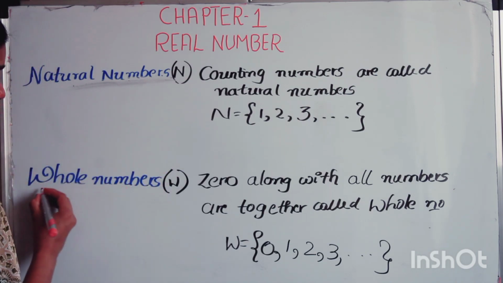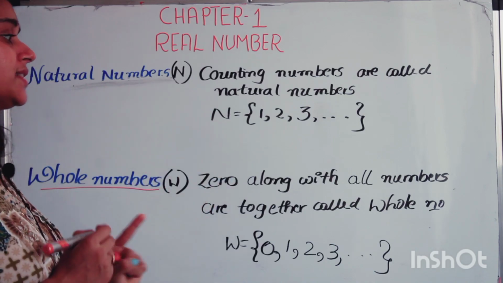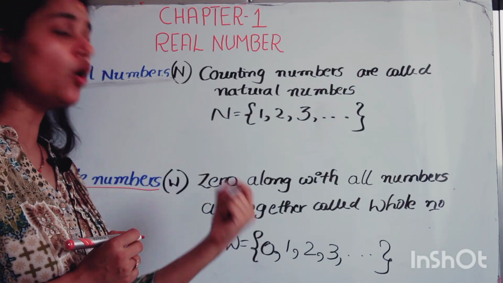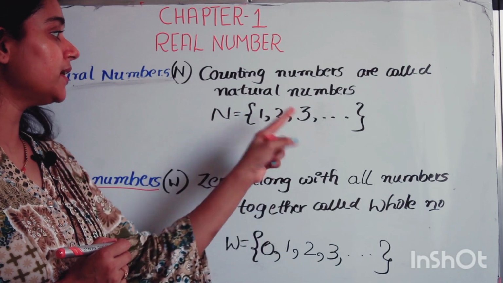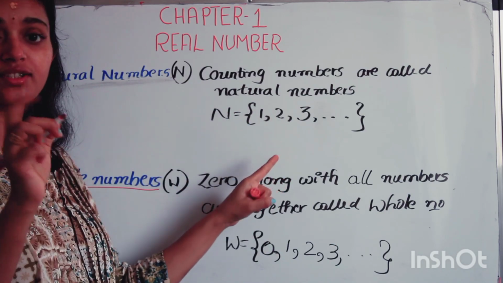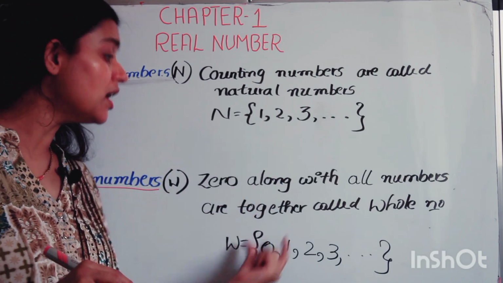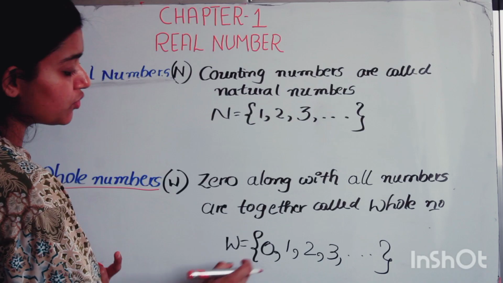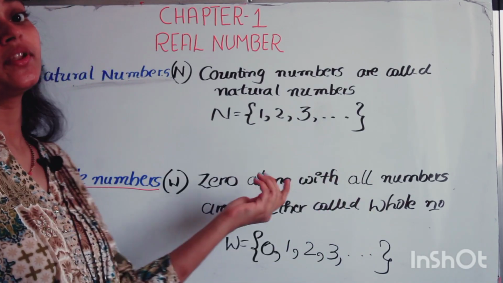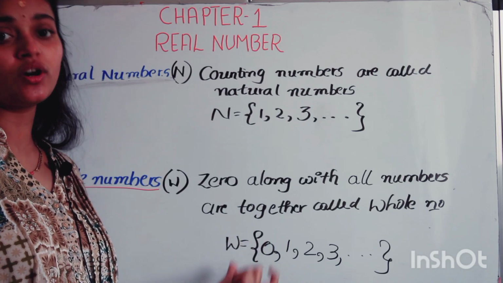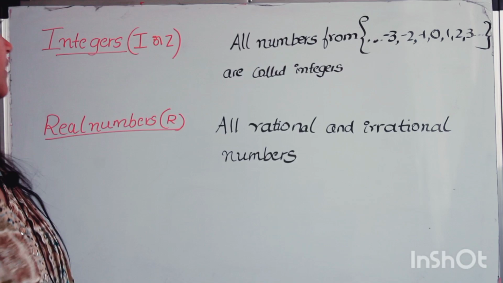Next, whole number. What is a whole number? 0 along with all natural numbers together are called whole numbers. This is similar to the natural numbers, but you should include one extra number, that is 0. If you include 0, then it is a whole number. You can see W is equal to 0, 1, 2, 3 and so on. The numbers start from 0 and have no end, which is called whole numbers.